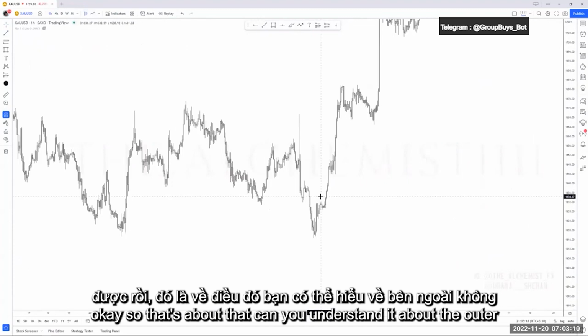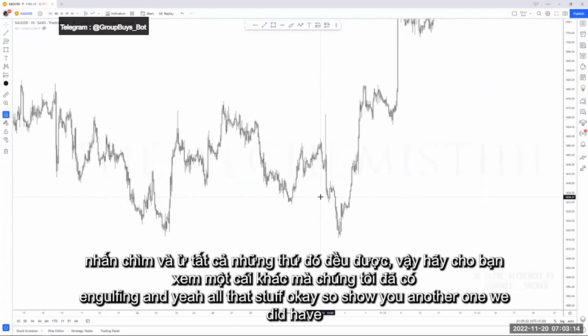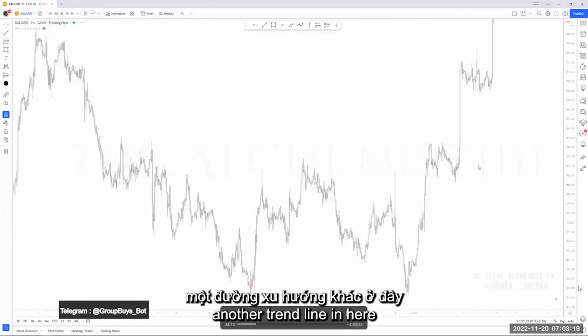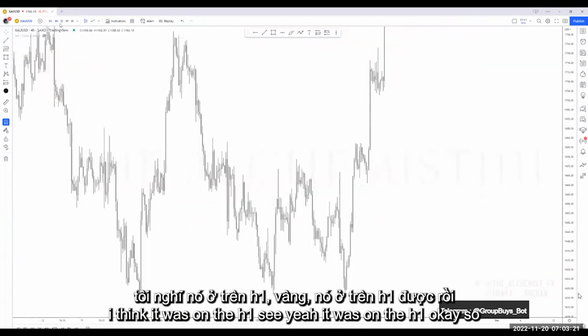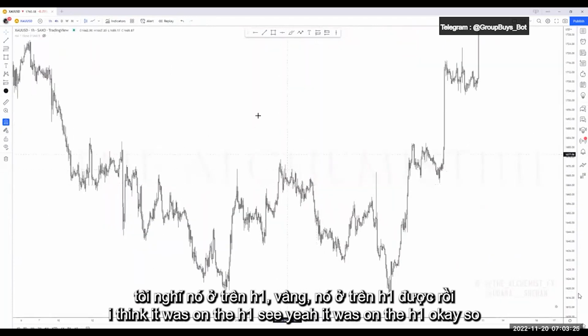Can you understand it about the outer trend lines? You get it, right? Yes, the engulfing and all that stuff. Okay, so I'll show you another one. We did have another trend line in here. I think it was on the H1. See? Yeah, it was on the H1.